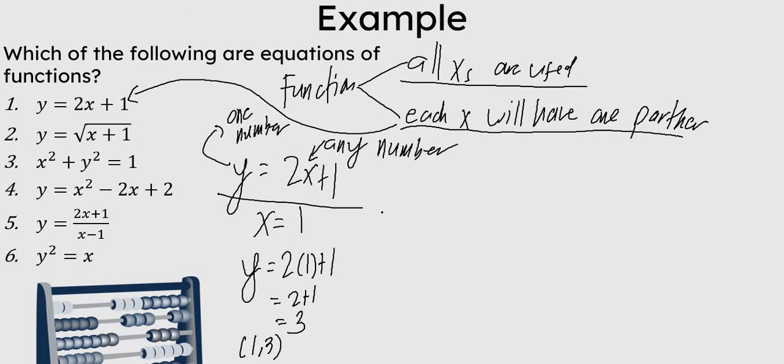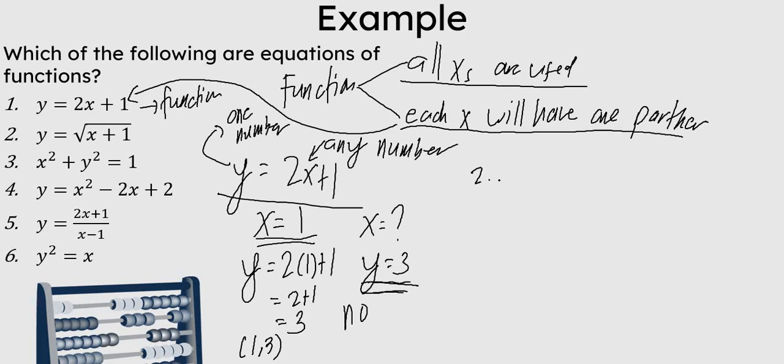Now, will I have any other x for which my value of y would be 3? The answer here is no, because no matter what we do, you can try so many, for y to be 3, the only value of x there would be 1. So we can say that number 1 is an equation of a function.